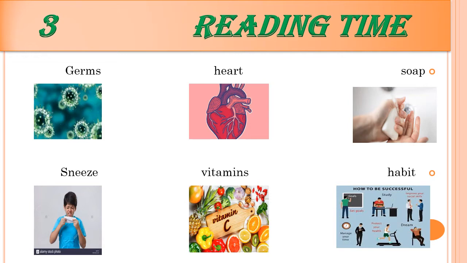Let's start reading them. Germs. The picture number 1 is about germs. Heart. Repeat after me. Heart. Soup. Sneeze. Vitamins. And the last one we have is habit. Try to understand the meaning of these vocabularies, my students, and memorize them.